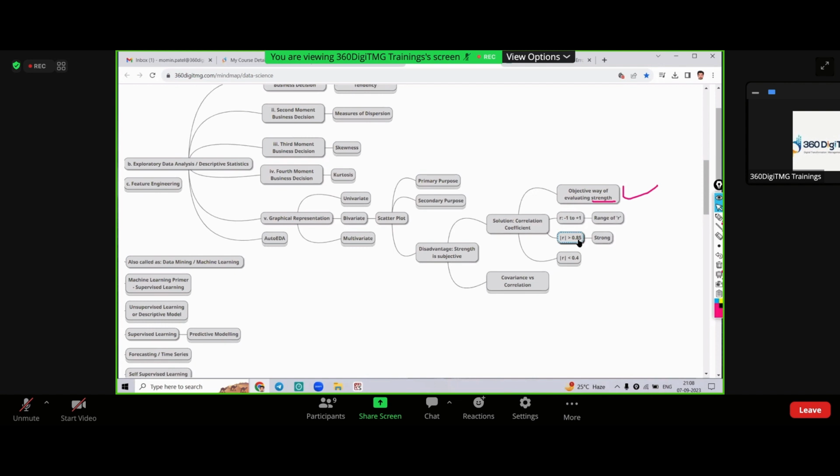If it is greater than 0.5, it is strong. Less than 0.4, it is weak. And anything between these two is your moderate. And I am taking modulus because it can be positive or negative.